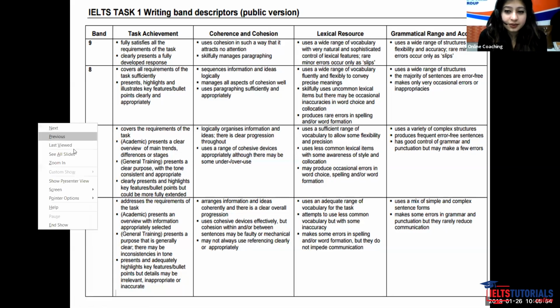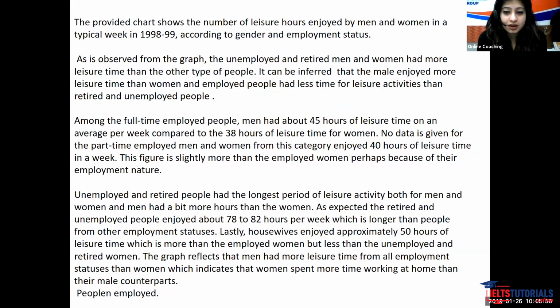Okay, now see, let's go for this one. The figure is slightly more. I wanted to say it is more, but I said slightly more. So I'm adding an adverb to it. Now see, longest periods. Longest is the superlative form of long, where I'll use the word longest to compare amongst all the things. Rather than 50 hours, I've written approximately 50 hours.